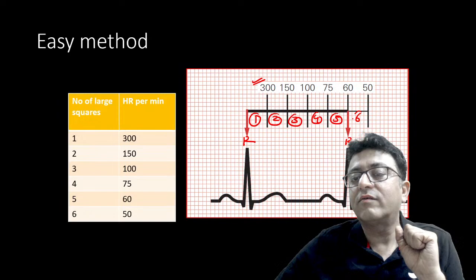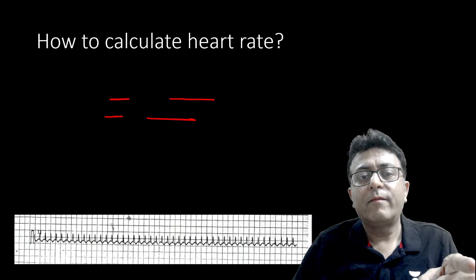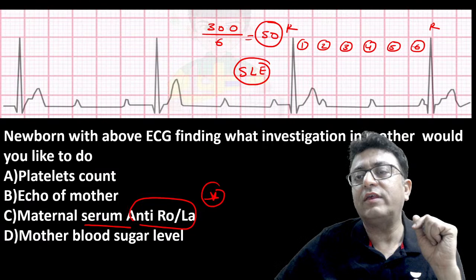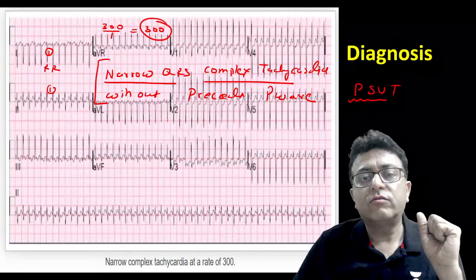Now see both the examples. Here, between one R and the next R, 1 large square is there, heart rate is 300. Here, between one R and the next R, 6 large squares are there, so heart rate is 50. So this is how you can calculate the heart rate in an ECG.